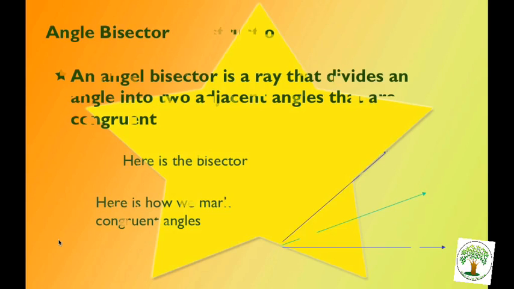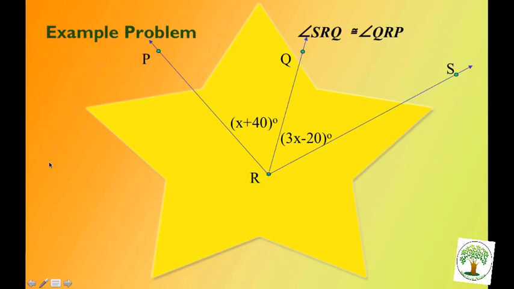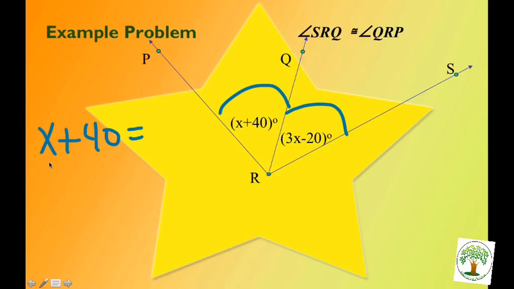Okay. All right, so we're going to do a construction. We are going to take the angle that's on your page right there, and we are going to bisect it. We're going to find the bisection of that, okay? So you'll need... All right, you have this example on the bottom of your page, and it says that these are equal. So we know that these angles are equal. So we can make the equation x plus 40 equals 3x minus 20 because we have that bisector there.